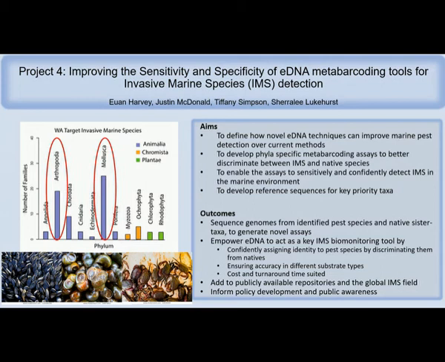The outcomes that we hope to get from this project are to sequence genomes from identified pest species and native sister taxa to generate novel assays. We also want to empower eDNA to act as a key invasive marine species biomonitoring tool by confidently assigning identity to pest species by discriminating them from the natives, ensuring that there is accuracy in the techniques when we use them on different substrates. So by substrates, we could collect water samples, we could also collect sediment samples, or we might take scrapings from off a hard structure.